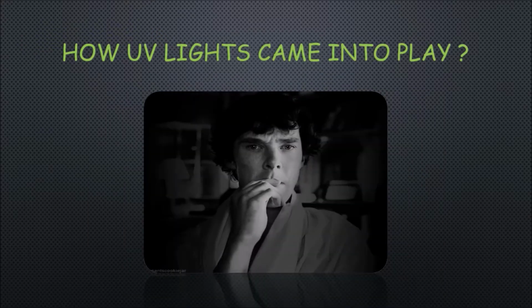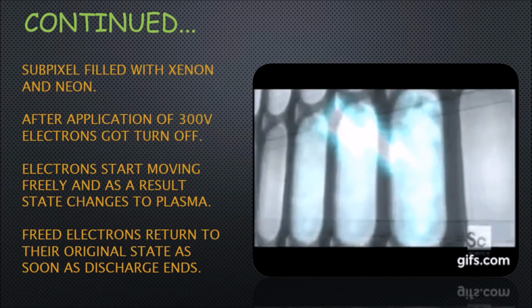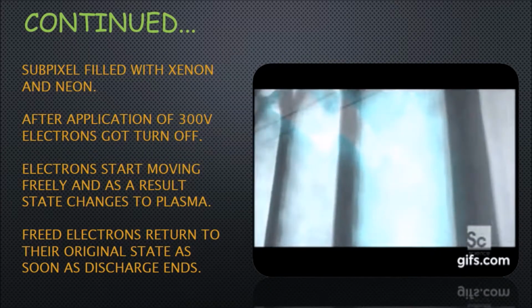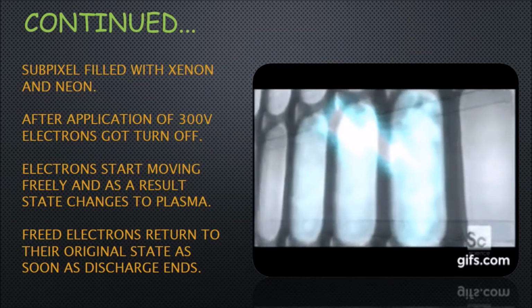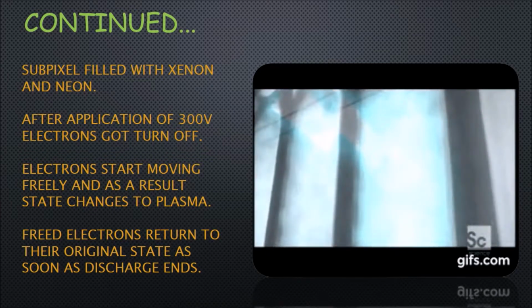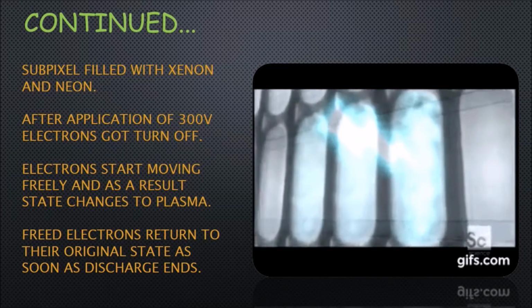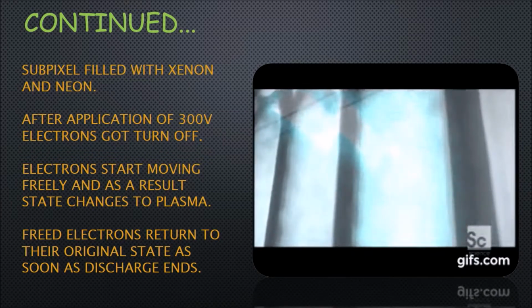But now you will be thinking how UV light came into play. To answer this question, let's go deeper into it. The answer is very simple. Each subpixel is filled with a mixture of xenon and neon, and when an electrical impulse of about 300 volts is applied, electrons from the atoms are torn off and suddenly start to flow freely, as a result of which the state of the matter changes to plasma.